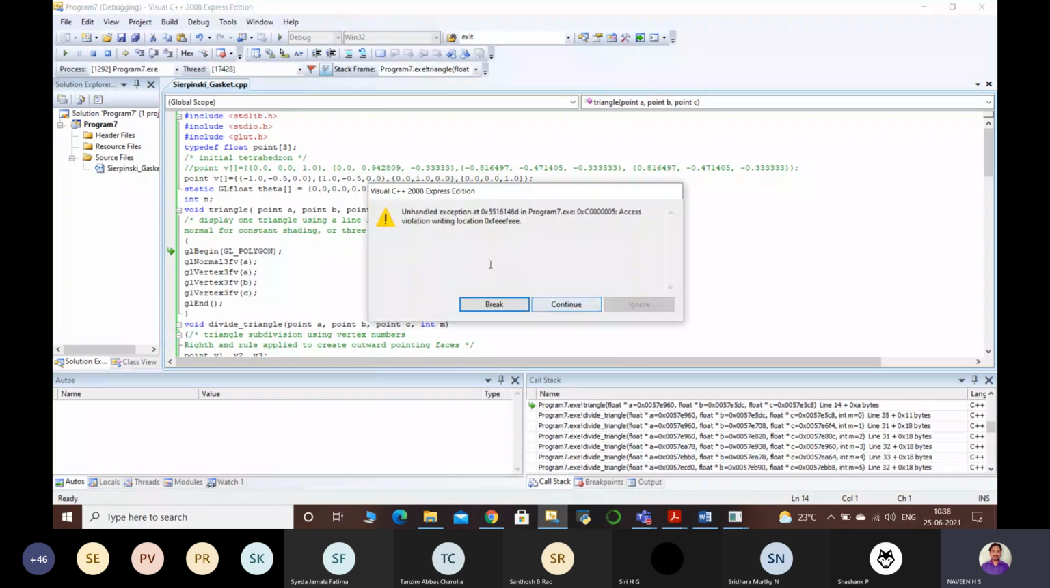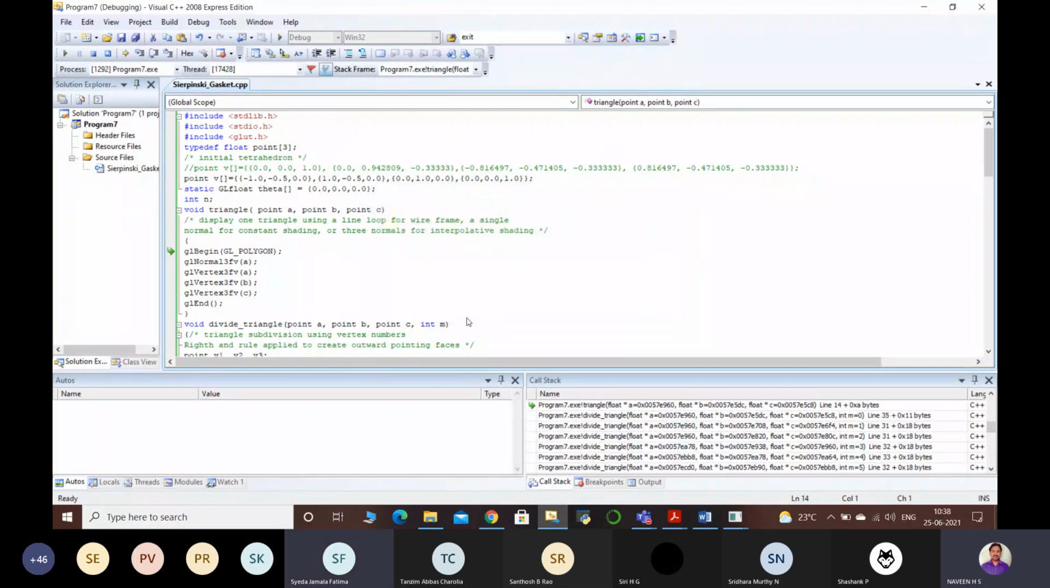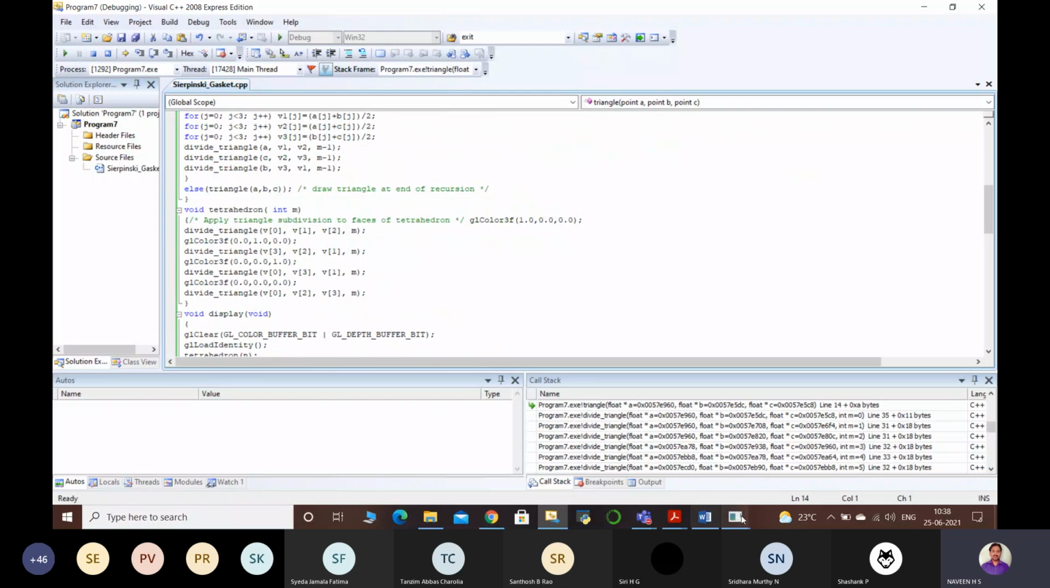Okay, so that is how your Sierpinski gasket program is going to work.